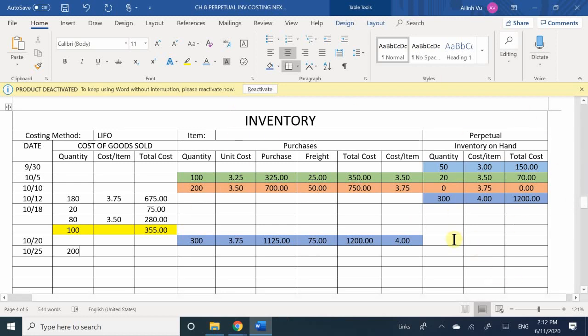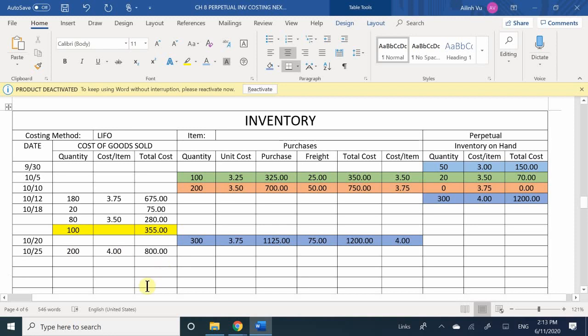Which one are we going to be taking out of now? The purple. Exactly. We're going to take from the purple batch. Since we already know that 300 definitely covers our 200, what is the cost per item here? $4. Okay. And can someone please calculate $4 times the 200? That's $800.